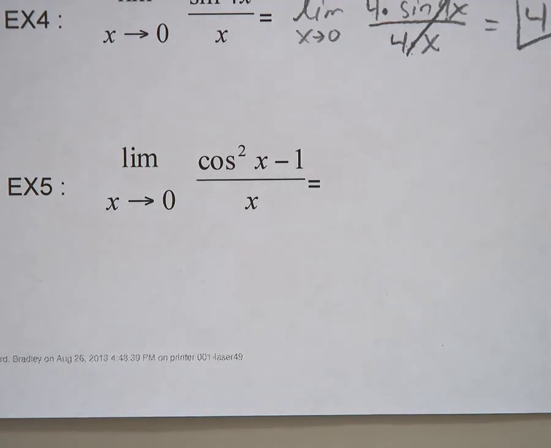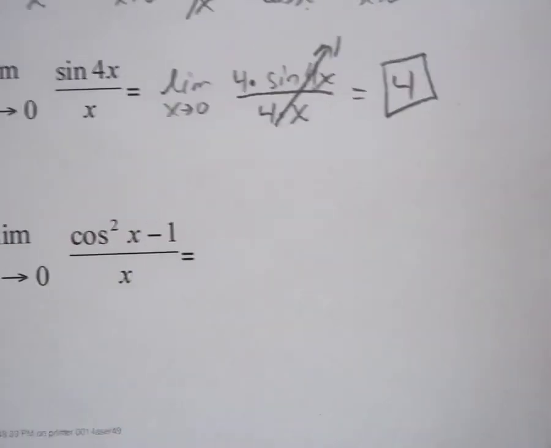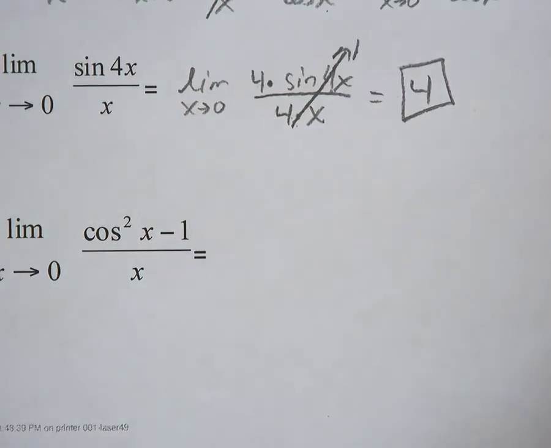Number 5 is an interesting one. I'm a fan of number 5 for a couple of reasons. Starting off on the top, you've got a cosine squared x minus 1. What you have to recognize right off the bat is that you are actually dealing with the difference of 2 squares here. Okay? So there's a couple of things I'm going to do. First off, for starters, let's go ahead and factor that out.